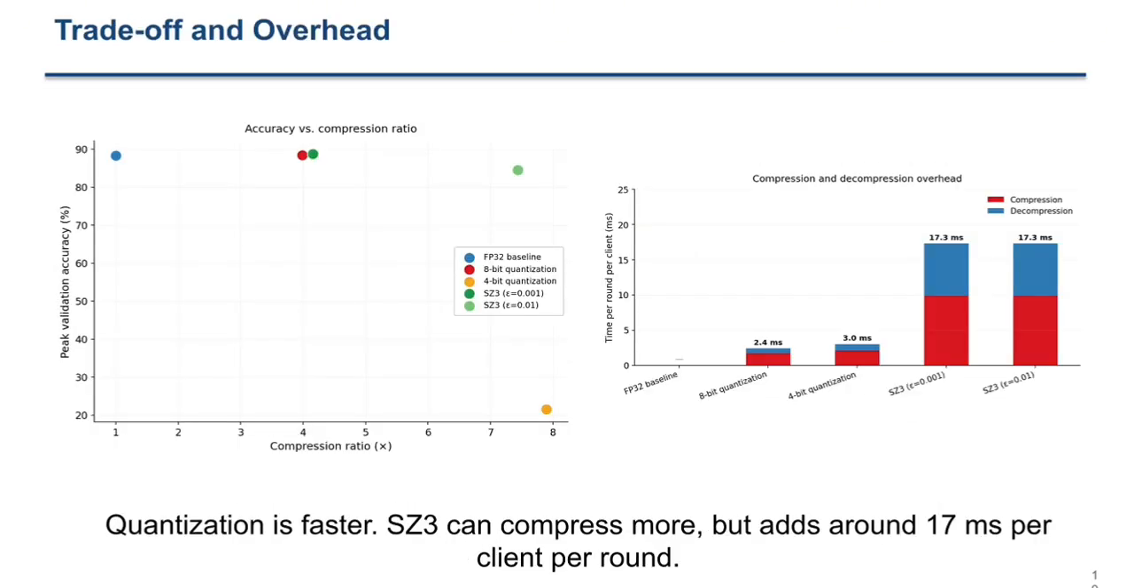This table summarizes the main results. 8-bit quantization is the strongest practical baseline. It is fast, simple, and gives 4 times compression without accuracy loss. SZ3 with error bound 0.001 is competitive. It keeps the same accuracy level and gives slightly higher compression ratio, but with higher overhead. SZ3 with error bound 0.01 gives much stronger compression, 7.4 times, but loses around 4 accuracy points. 4-bit quantization gives high compression, but accuracy collapses.